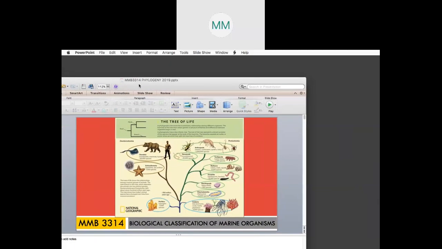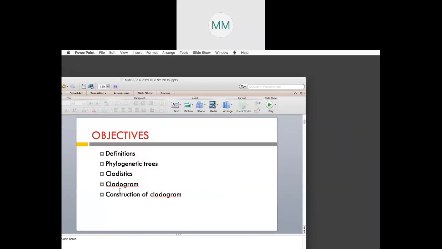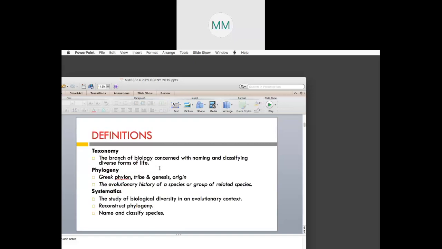So today we will be learning about phylogenetic trees and cladograms and also how to construct a cladogram. But prior to us moving into the details, we will first try to understand definitions, okay? So taxonomy, I've mentioned this many times before in our earlier classes, but again, I'll repeat. Taxonomy is the branch of biology which is concerned with naming and classifying diverse forms of life.